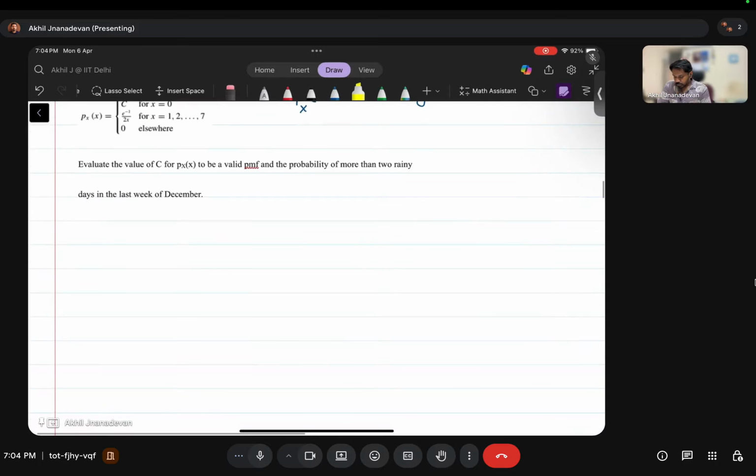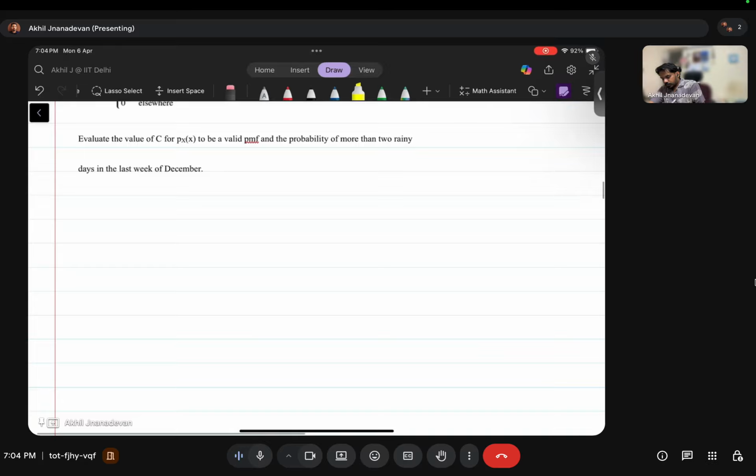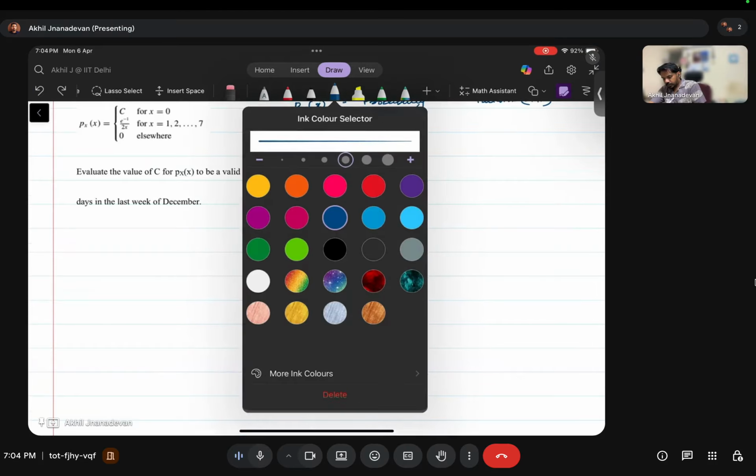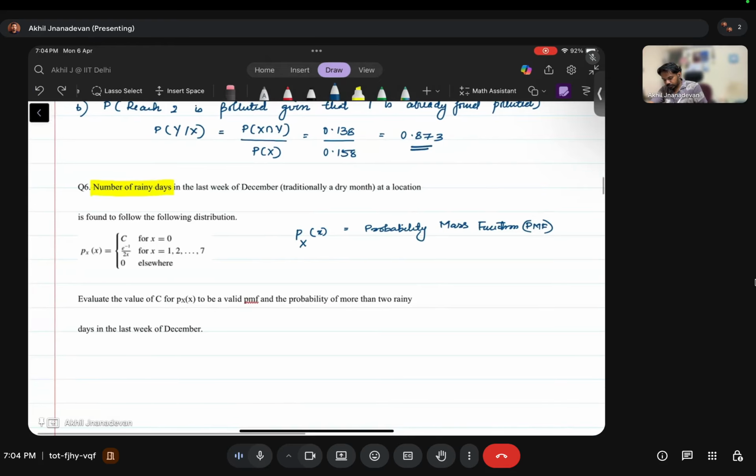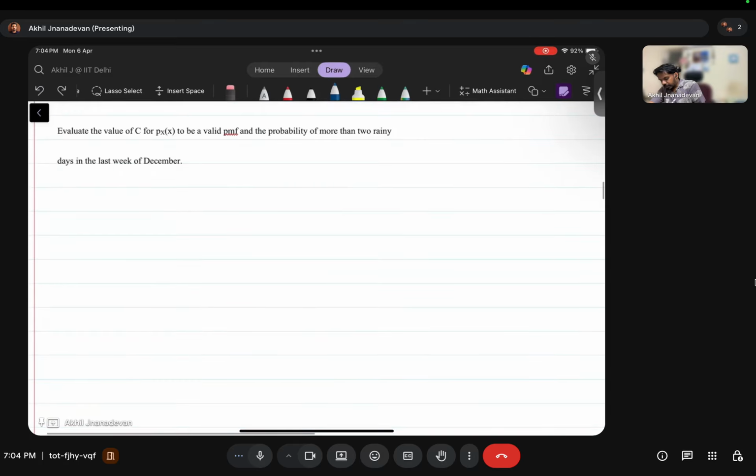Evaluate C for p_X(x) to be a valid PMF, and find the probability of more than two rainy days in the last week of December. So there are two parts. First, we need to find C so that it can be a valid PMF, and then we need the probability for more than two. So we can solve this. First we can start with the definition. X is a random variable, which is not mentioned, so we can mention it here.